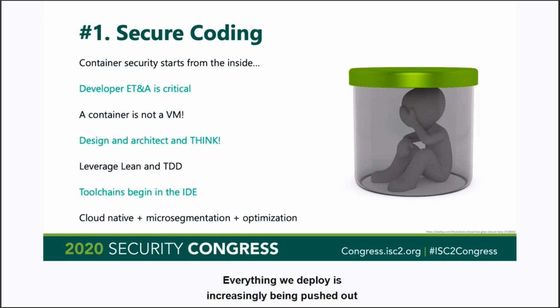Everything we deploy is increasingly being pushed out closer and closer to the edge with fewer layers in between. Therefore, just as we talk about zero trust and identity as the perimeter, in many cases, our applications are truly the perimeter as well. It's also very important that we leverage lean and test-driven development within our organizations. That helps drive a lot of maturity in development practices as well as in operational and security practices to allow us to address concerns proactively rather than allowing technical debt to accrue and build over time.